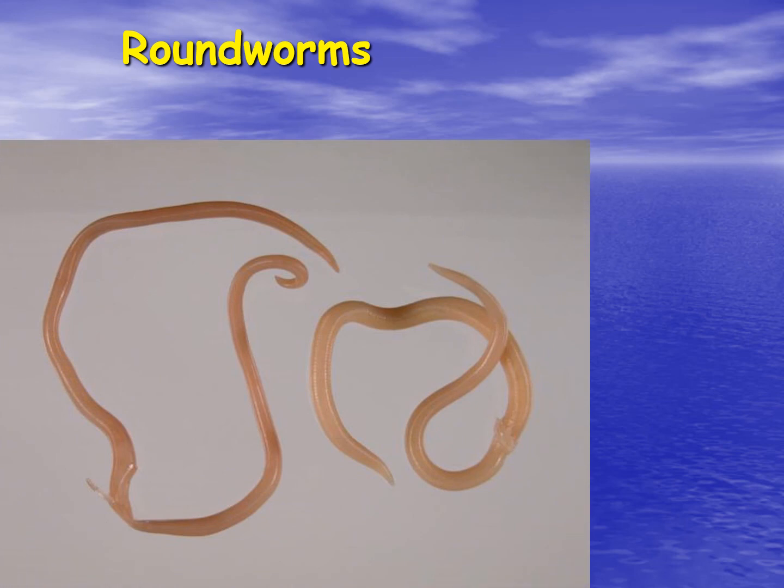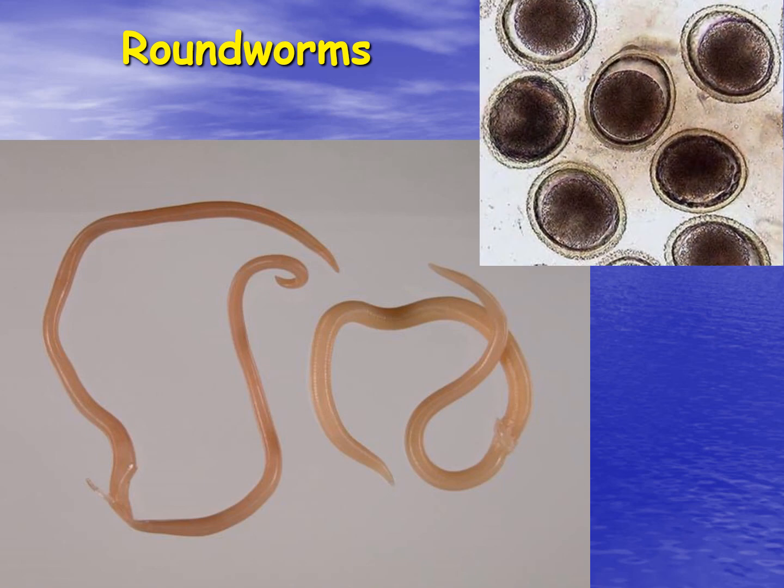The roundworms include several species, and by their name, they are round. These typically have two sexes, males and females, and this is the female Ascaris lumbricoides, the common roundworm, and this is the male. This is actually the egg, and again, why we study some of these helminths in microbiology is because the eggs and some of the larvae stages are actually microscopic.